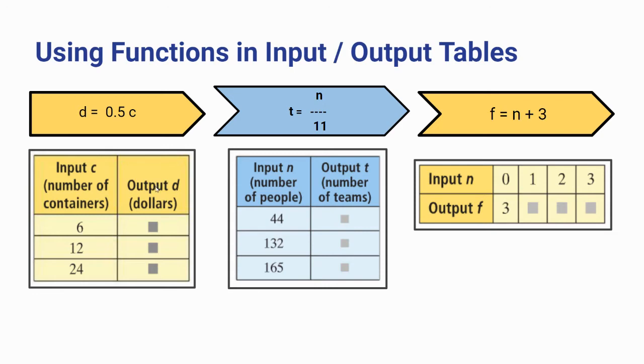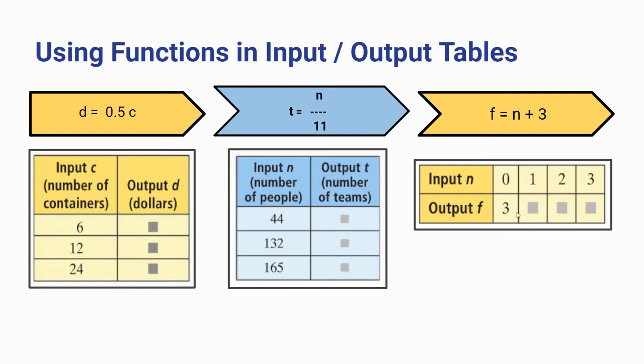You did that back in 2nd and 3rd grade. They didn't call it this, obviously, but you did it back then. So what you know as X and Y now becomes input-output. So if the input is 44, on this one, the output's going to be 4. If the input's 132, the output's 11. And if it's 165, the output will be 15.